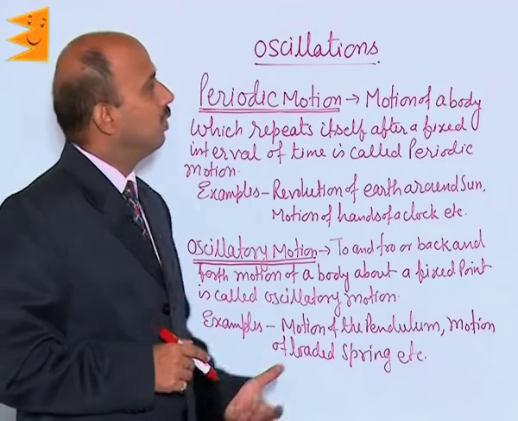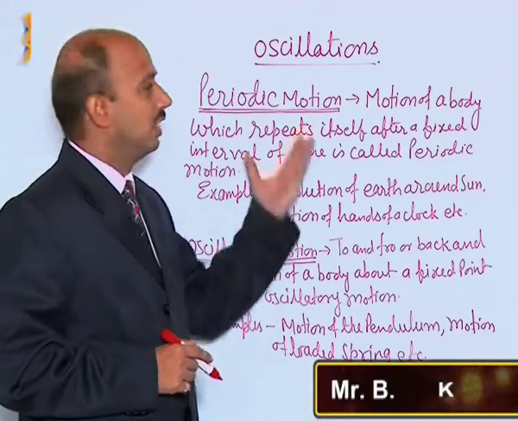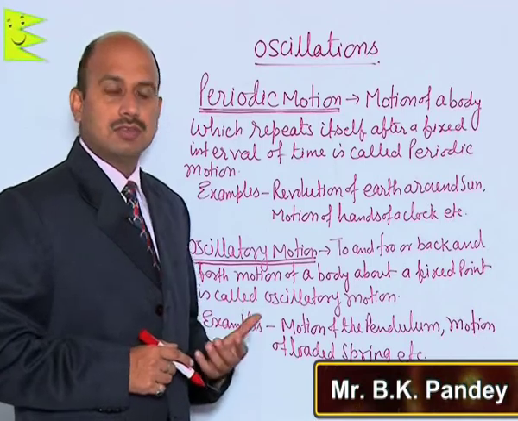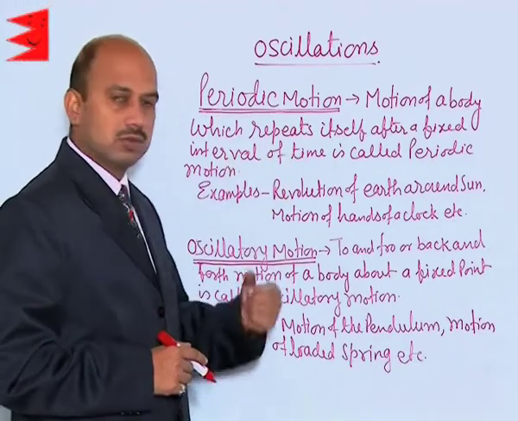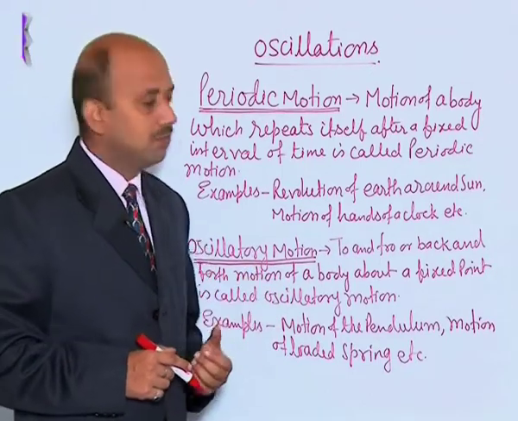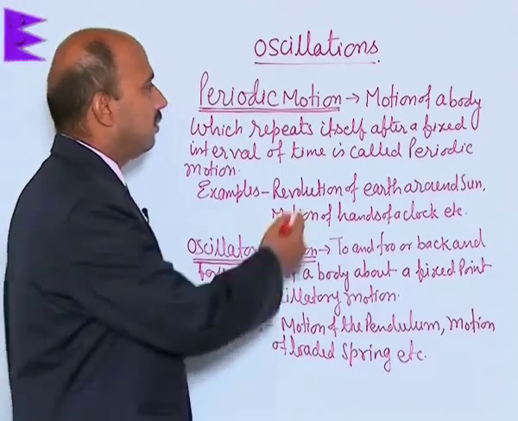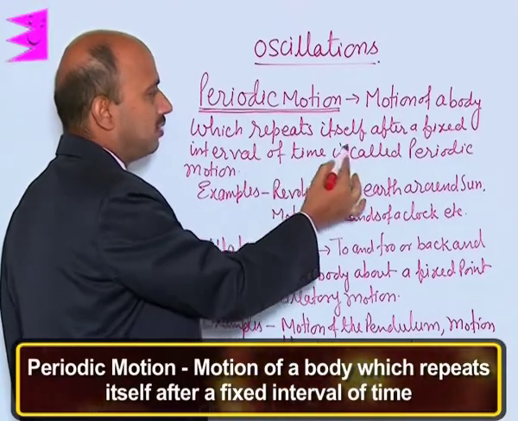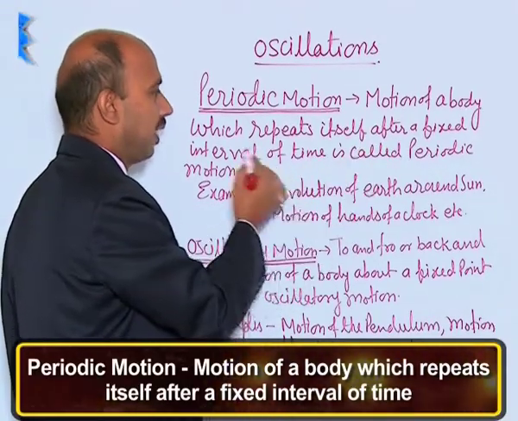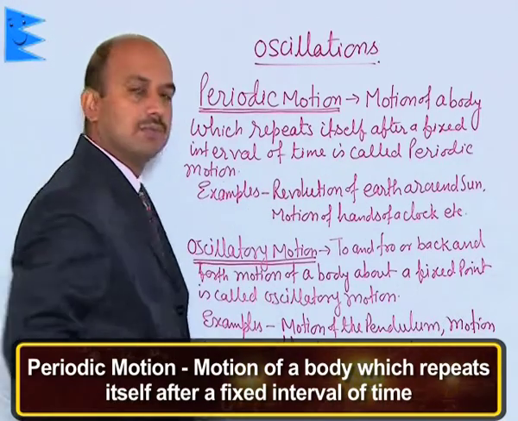So, here now we are going to discuss a new chapter, that is oscillations. In oscillations, first is what is periodic motion, and what is oscillatory motion, oscillatory and vibratory motion. So, see here the definition of periodic motion: motion of a body which repeats itself after a fixed interval of time is called periodic motion.